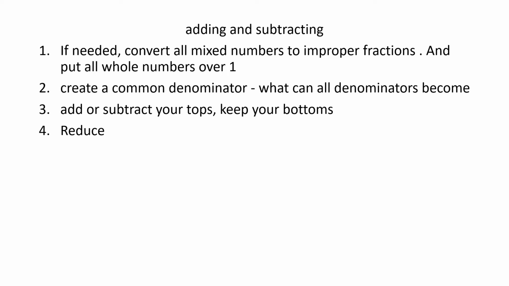Your second step is to create a common denominator. Technically, you need to find the least common multiple of your denominators. Basically, just ask yourself, what can all my denominators become? Always use multiplication. And remember, you can multiply by 1. So if you have a number as a denominator that the others can become, you can use that. Then you add and subtract your tops, keep your bottoms, and then if needed, reduce. You can leave your answers as improper fractions, but you do have to reduce.